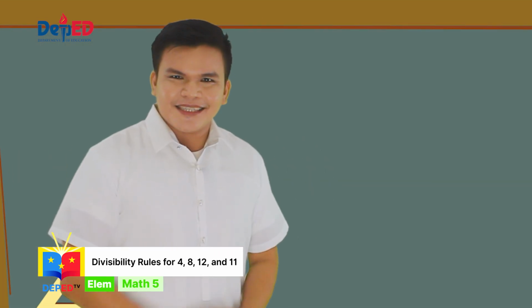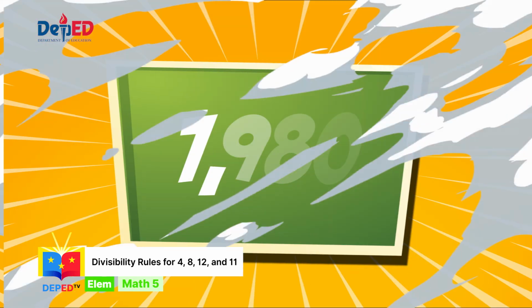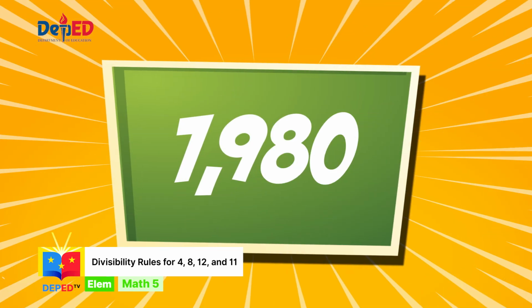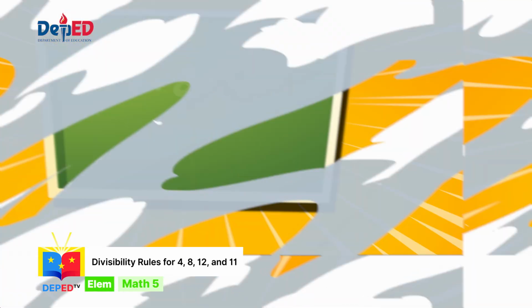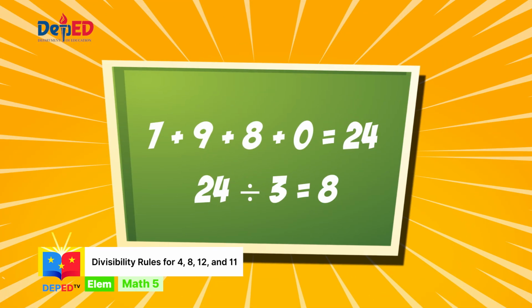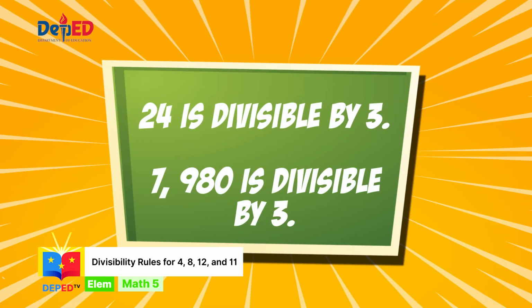Math heroes, it's drill time! Alright, let's see if you can pass this one. Math heroes, how about 7,980? Is 7,980 divisible by 12? Let's check whether the number is divisible by 3 and 4. To check if the number is divisible by 3, let's add all the digits of the number. 7 plus 9 plus 8 plus 0 is equal to 24. 24 divided by 3 is equal to 8. Since 24 is divisible by 3, therefore 7,980 is divisible by 3.